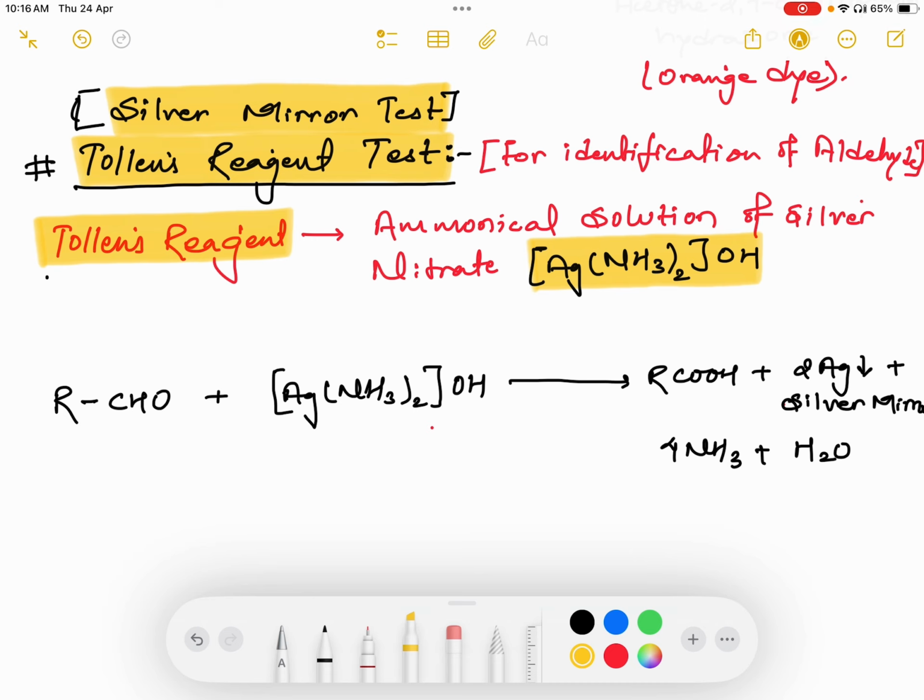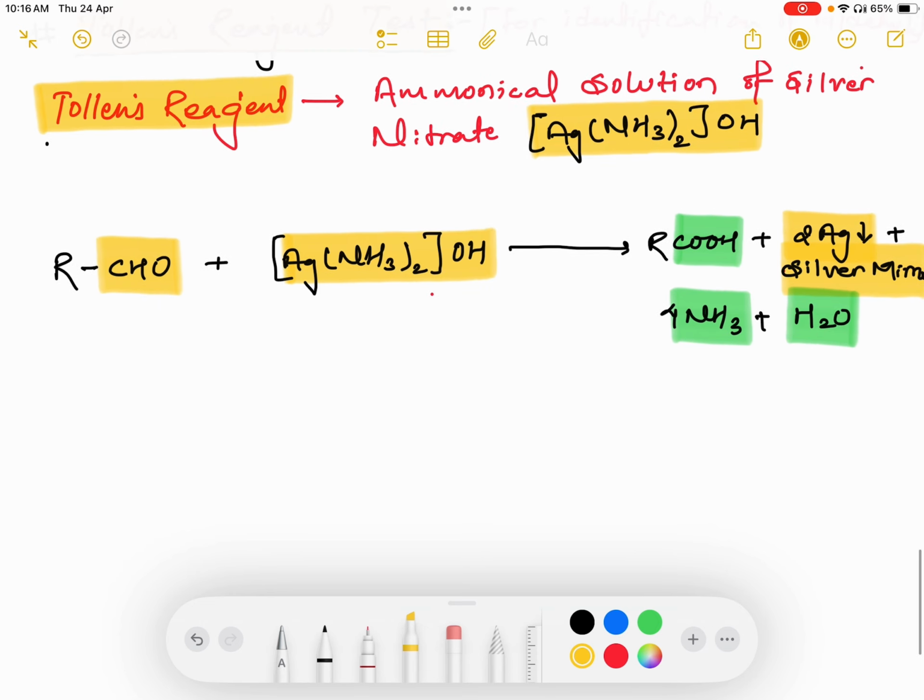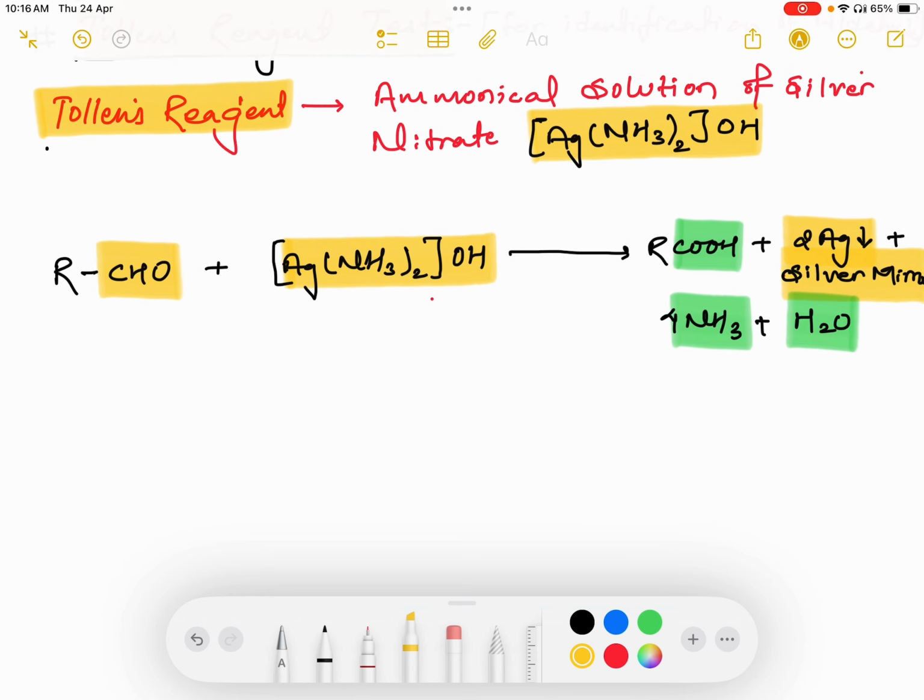What is it? It is Ag(NH3)2OH, ammoniacal silver nitrate solution. What will happen? It will react with aldehyde to give carboxylic acid, ammonia and water, along with the liberation of silver, which comes in the form of a mirror, and hence the test is known as silver mirror test. And this test is positive only for aldehyde and not for ketone. The test is negative for ketone. You'll not have any positive test for ketone. You'll have one test only for aldehyde, but it can be used both for aliphatic and aromatic aldehydes.